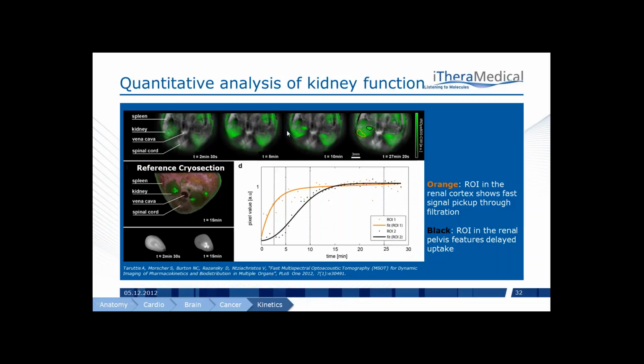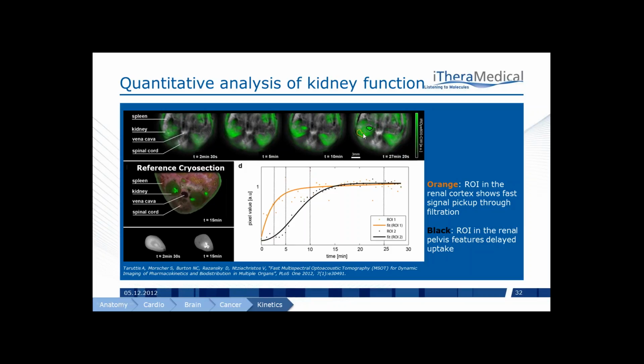You can not only do that on a whole organ level, but also on a sub-organ level. In this example from an article published earlier this year, we looked at the clearance of an IR dye, which is known to be cleared through the kidneys, and we observed this over time. What we can see is that the dye first circulates and is clearly visible in the cortex of the kidney, and then slowly moves towards the renal pelvis as it gets filtrated and cleared towards the urine.